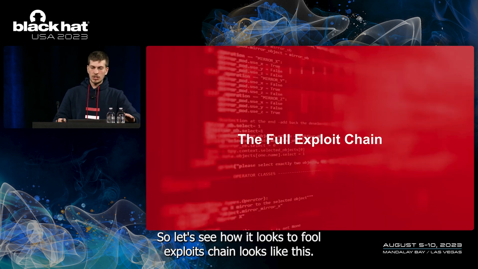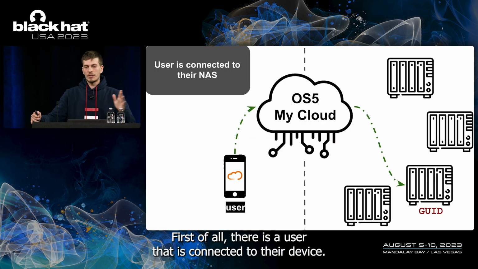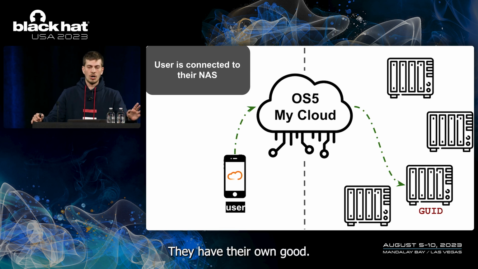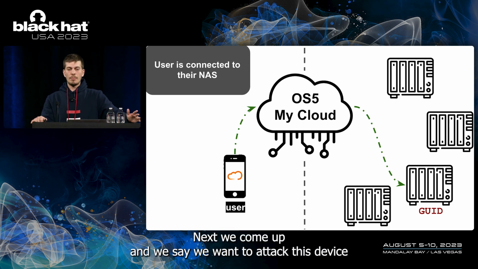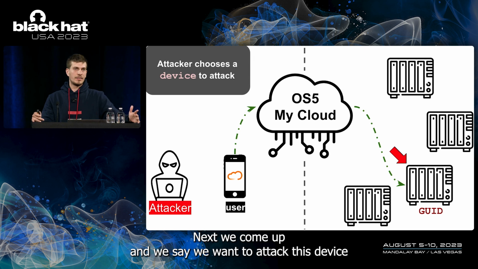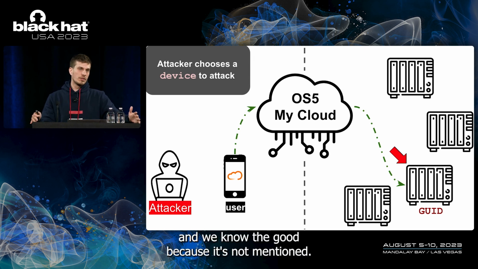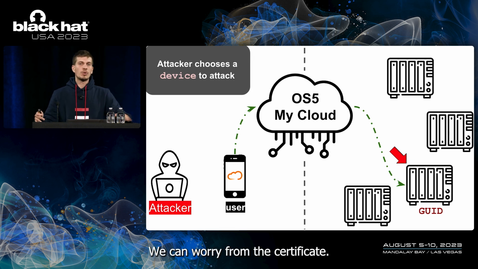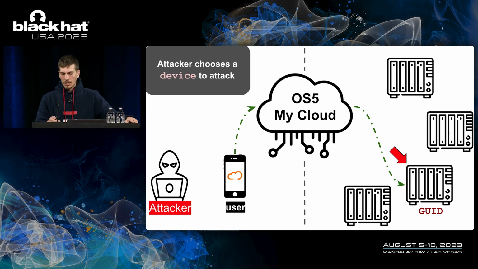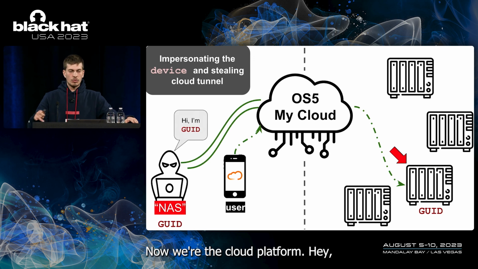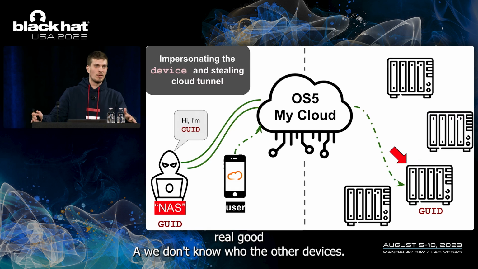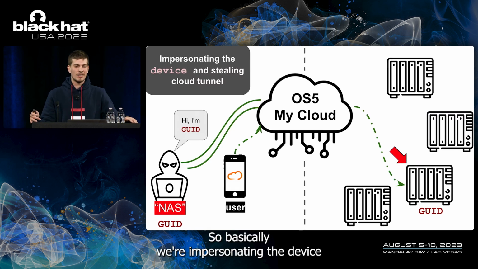The full exploit chain looks like this. First of all, there is a user that is connected to their device. They have their own GUID. Next, we come up and we say we want to attack this device. And we know the GUID because, as Noam mentioned, this is kind of public knowledge. We can query it from the certificate. Now, we're telling the cloud platform, hey, we're the real GUID. We don't know who the other device is. So basically, we're impersonating the device.